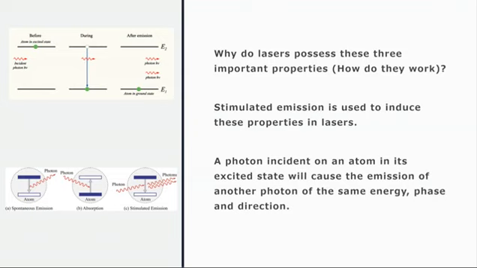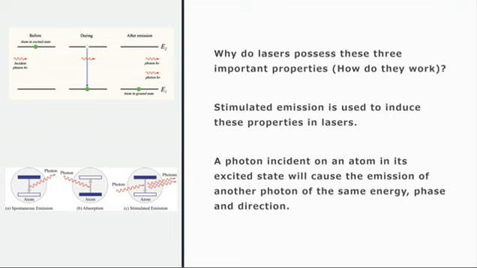Stimulated emission occurs when a photon is incident on an electron in an excited state, a state that is of higher energy than its ground state. When the photon interacts with this electron, it will cause the electron to fall to the lower energy state, and when this occurs, the electron will release a photon of the same energy, phase, and direction as the incident photon.